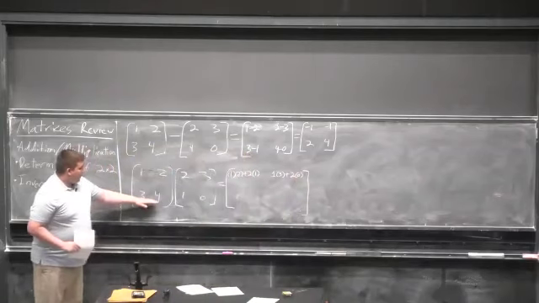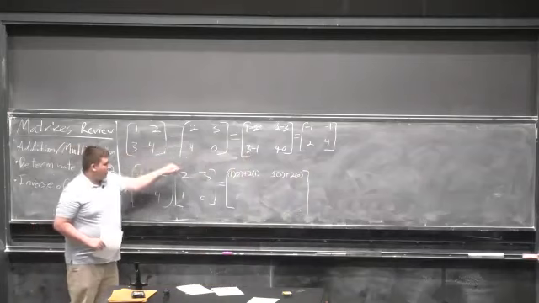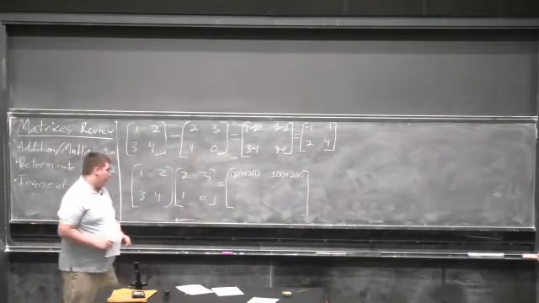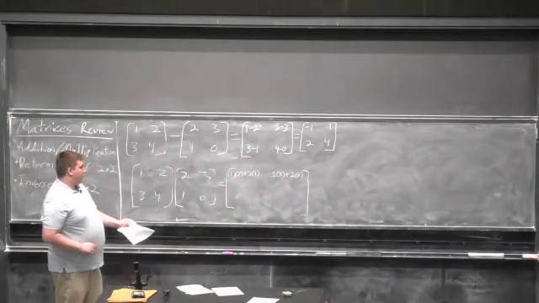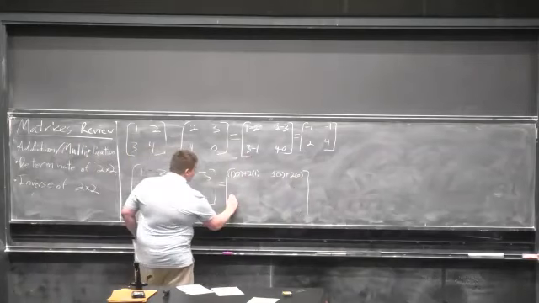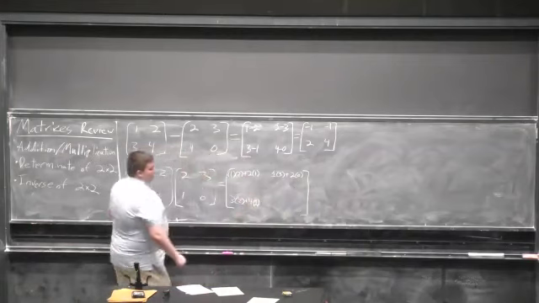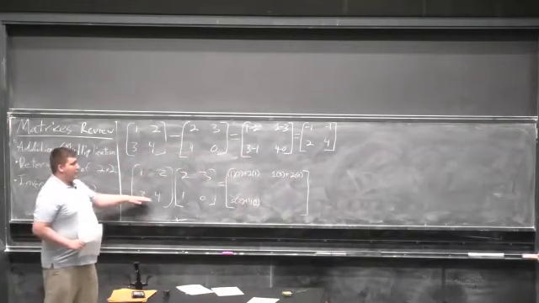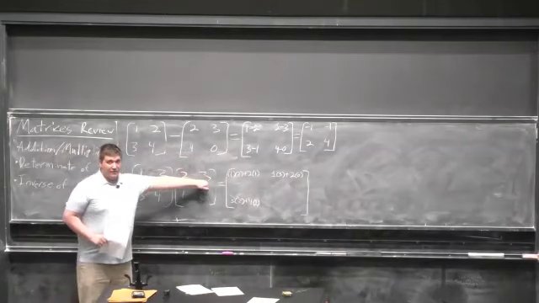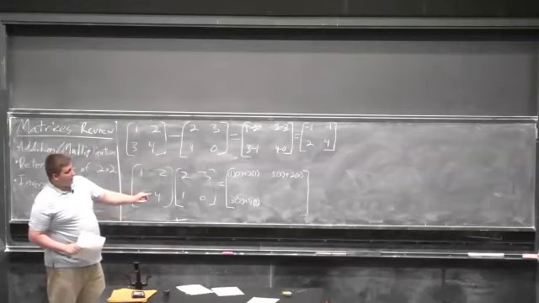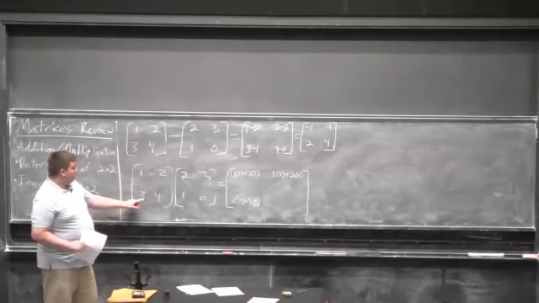For the next one, we're going to have the second row times the first column. So that's going to be the second row, first entry. So we're going to get 3 times 2 plus 4 times 1. And now the second row will be multiplied by the second column. So we're going to get the second row, second column entry.